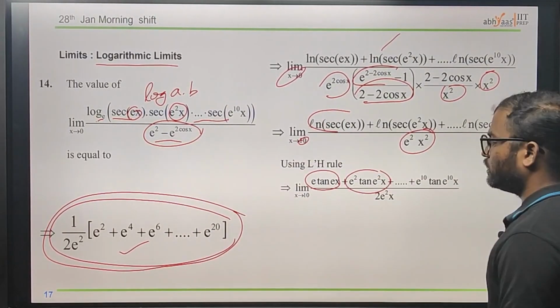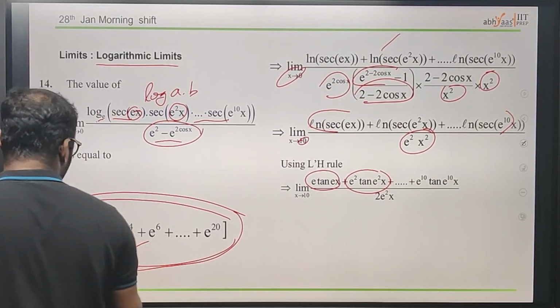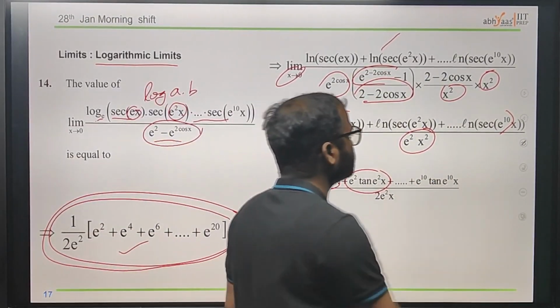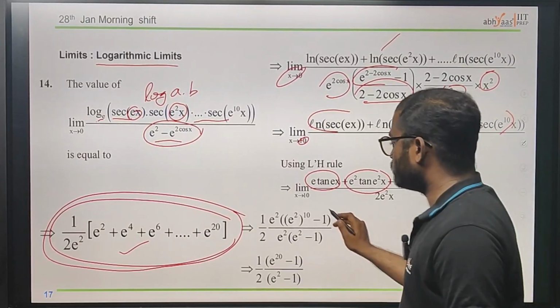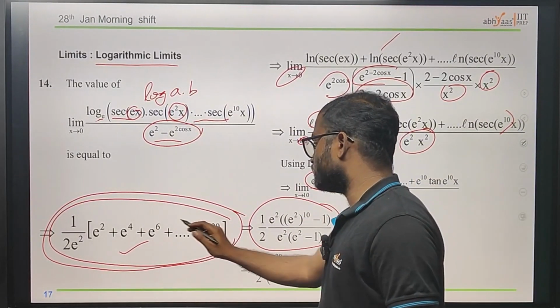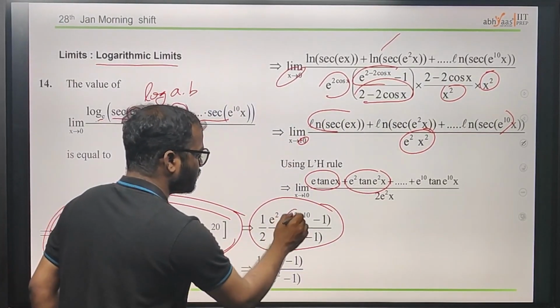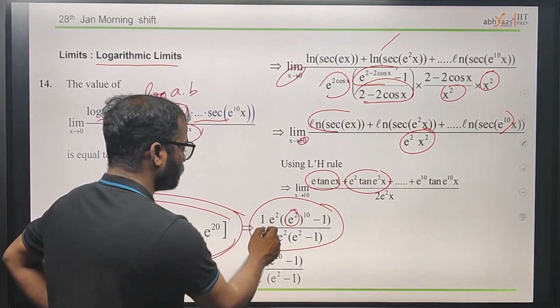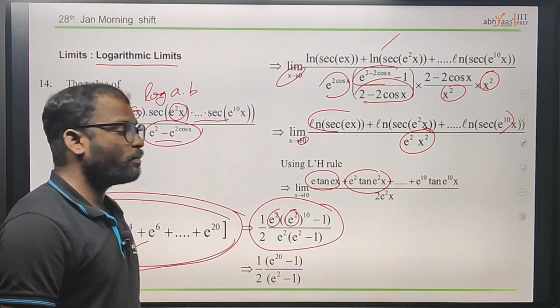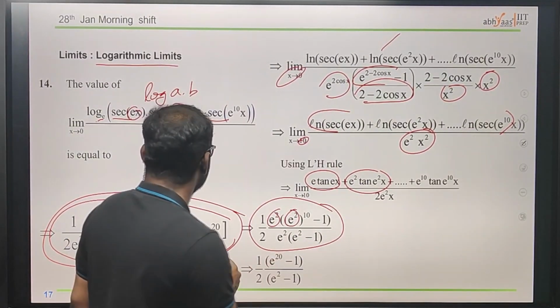Now, taking e square common from this, we can make it a GP here. By using the GP, we can easily solve this one. Taking e square as r, we take the first term, e square to the power 10, minus 1, divided by r minus 1. That's how we can easily see it.